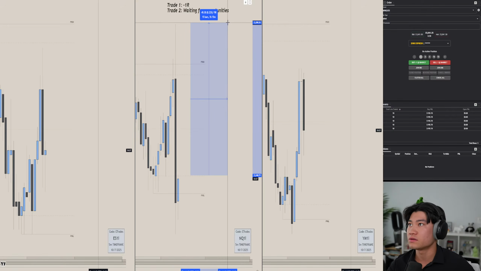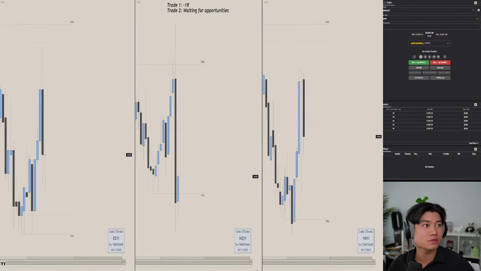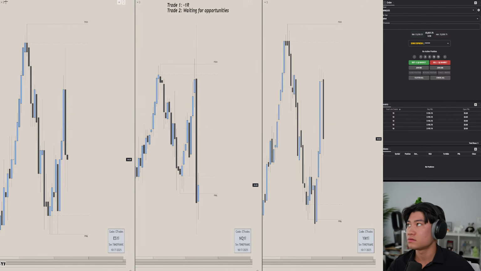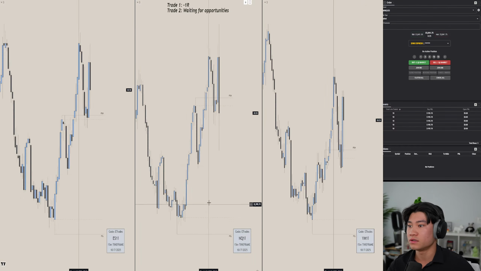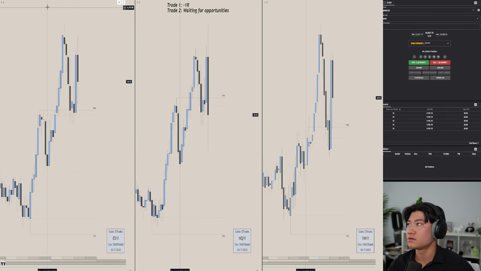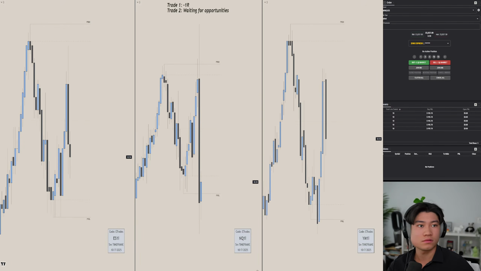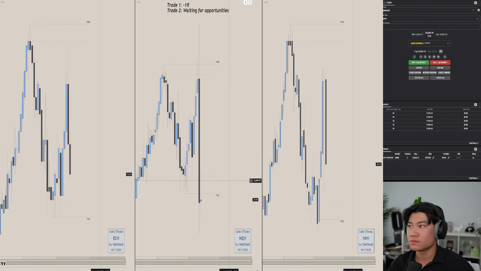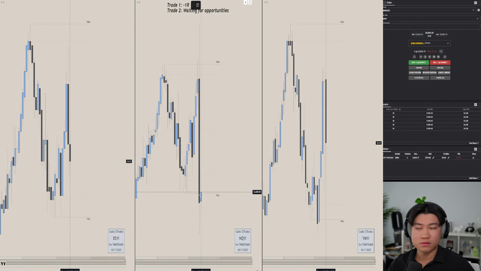How many points is that? 50 points, 2 contracts. 15-minute London low is nowhere in sight. 5-minute looks good. I'm in. So that's going to be my final trade of the day. My entry is where? 2303.